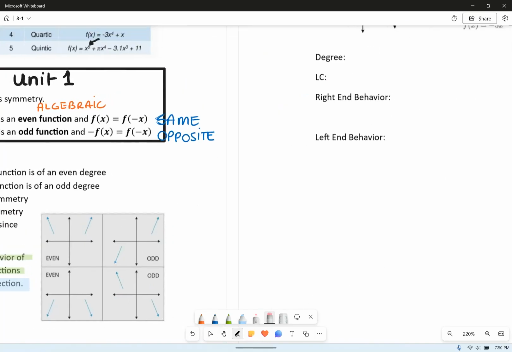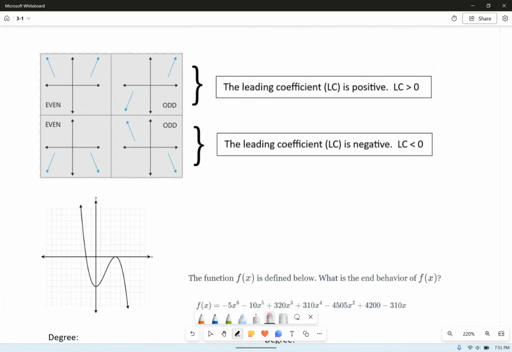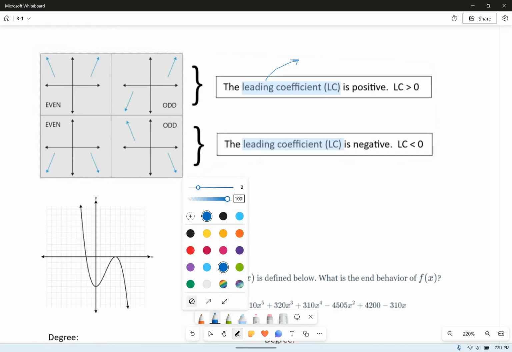Let's go to the next page. Bringing back the table, not only does the table help us determine even and odd degree, it also tells us about leading coefficients. Now, when it comes to leading coefficient, I want you guys to please make a note for yourself that leading coefficient is always going to be focusing on the right arrow. Okay? I need you to focus on only the right arrow.